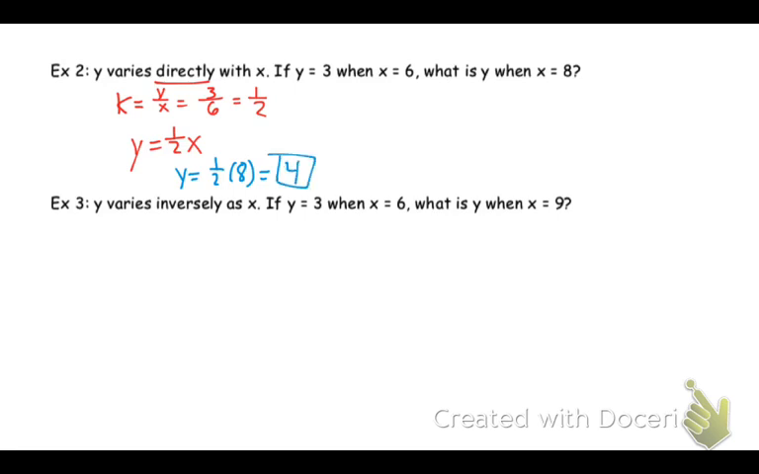All right, and then if y varies inversely, again, let's find our constant first. These are the same x and y values, but my constant this time is x times y. That means my constant here would be 6 times 3, which is 18. My equation also looks different. It would be y equals 18 divided by x.